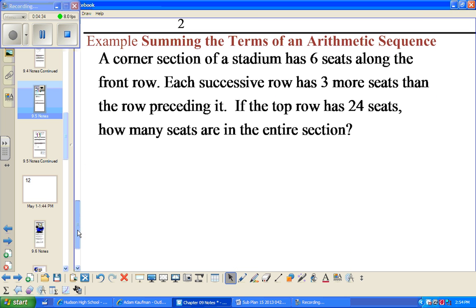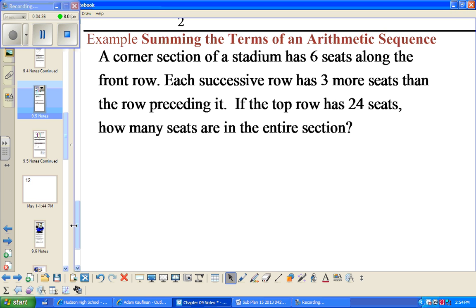Here's another example, summing the terms of an arithmetic sequence. A corner section of a stadium has 6 seats along the front row. Each successive row has 3 more seats than the row preceding it. If the top row has 24 seats, how many seats are in the entire section? So basically, you have a finite arithmetic sequence here.